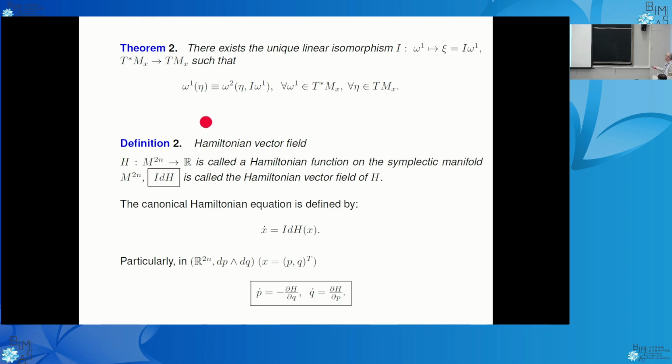As per that definition, suppose H is any function from this symplectic manifold to R. This is called a Hamiltonian function. Then X_H is called the Hamiltonian vector field. So the canonical Hamiltonian system on this symplectic manifold you can write in this way. If you put in the standard symplectic structure, now you have the canonical Hamiltonian equations.